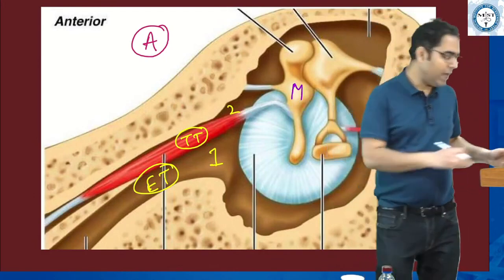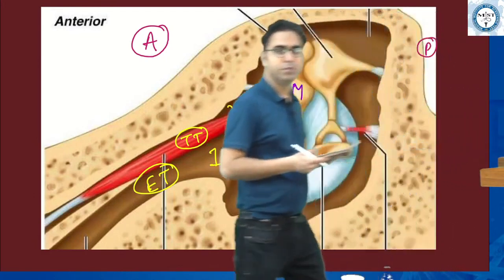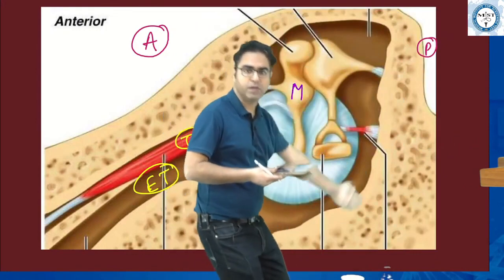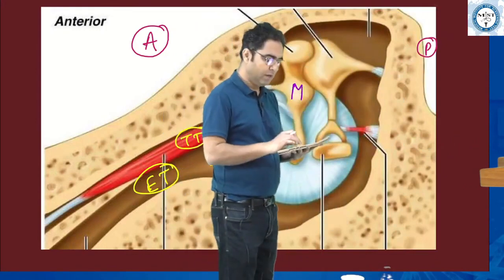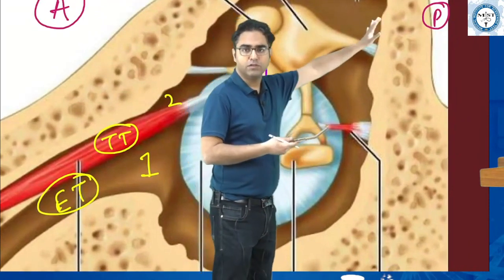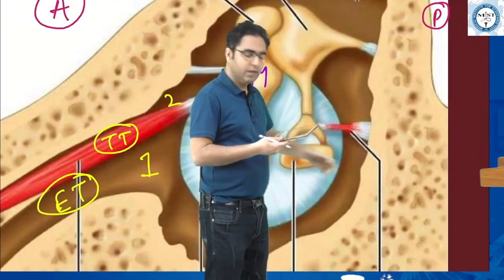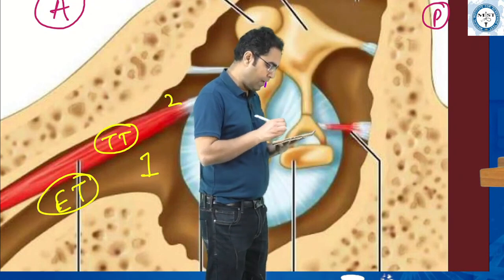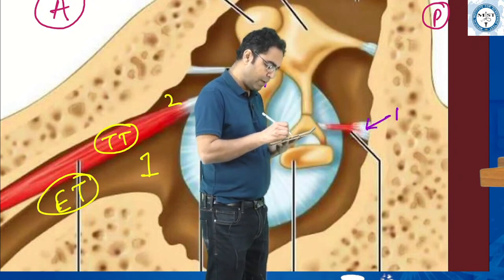Now let me go to the posterior wall, beta. Now this is the posterior wall. Let me take you close to it, beta. Can you see on the posterior wall, there's a projection here. This projection is called pyramid, beta.